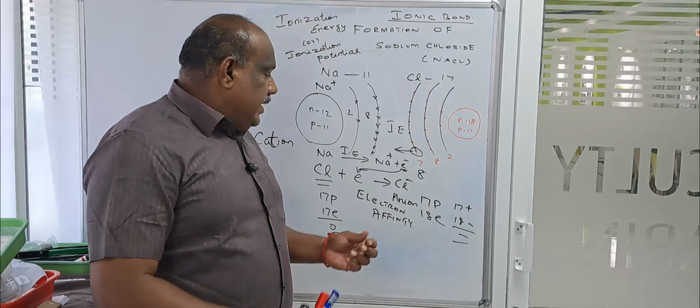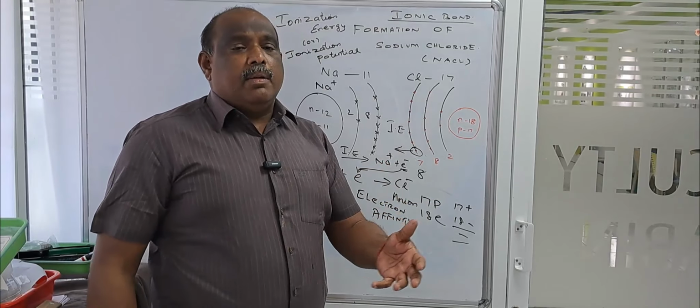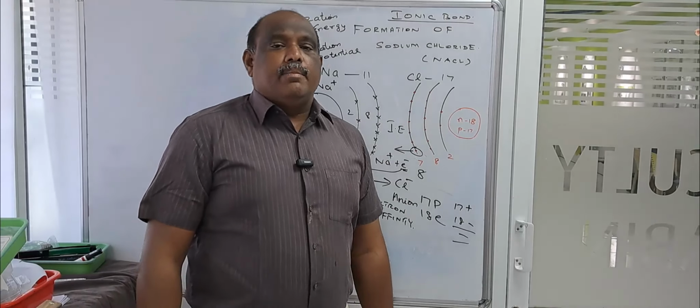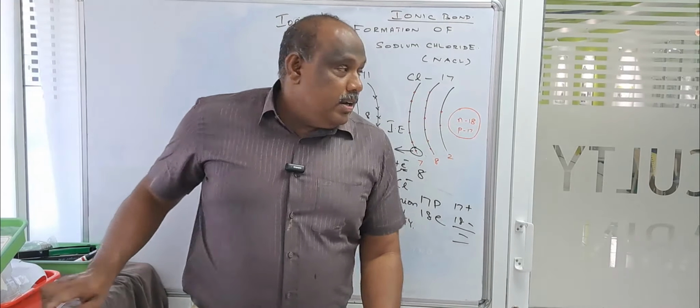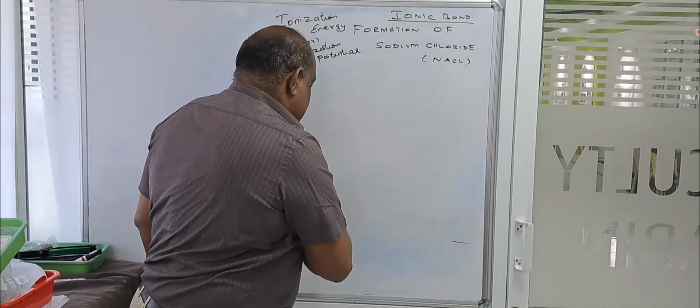Now the bond between the positive charged cation and negative charged anion, which is nothing but the bond between the ions, is called ionic bond. Is called what? Ionic bond. Now I will write the simple reaction. I will write in only 3 stages.